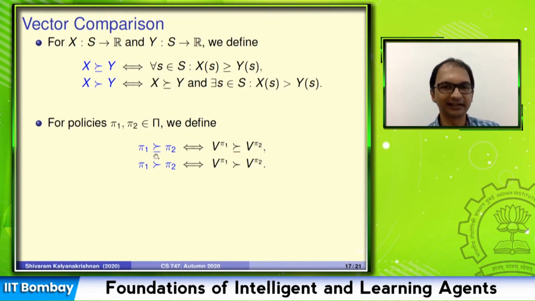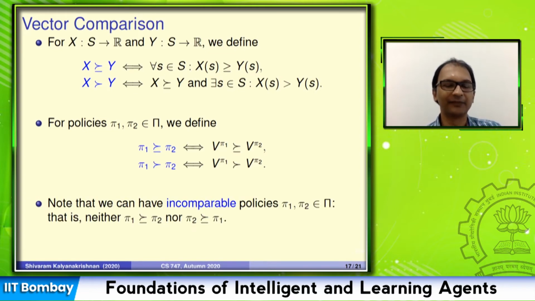Okay, so using this with policies is something we will not really do this time, but we will use it quite extensively next week. Okay. And just to give you some more intuition about this greater than or equal to. Notice that we can have policies pi 1 and pi 2 which satisfy neither pi 1 is greater than or equal to pi 2 nor pi 2 is greater than or equal to pi 1, right?